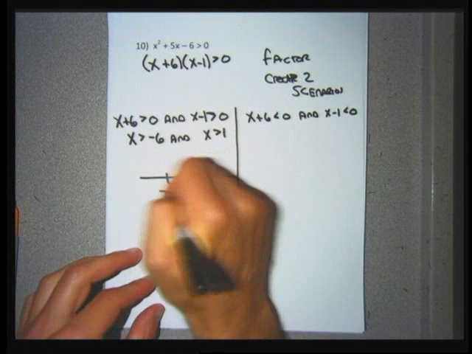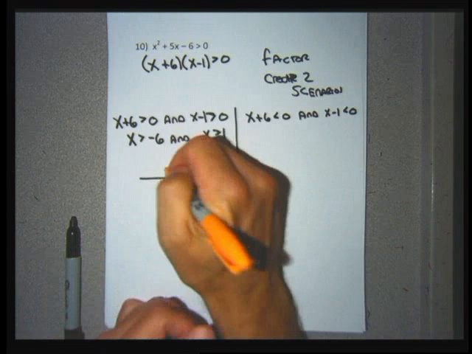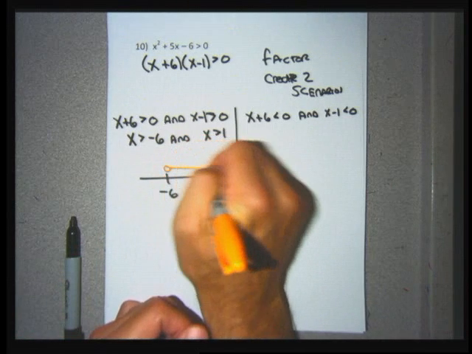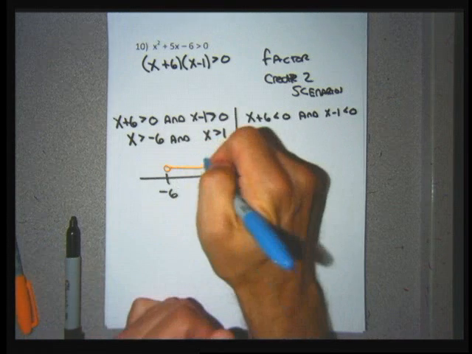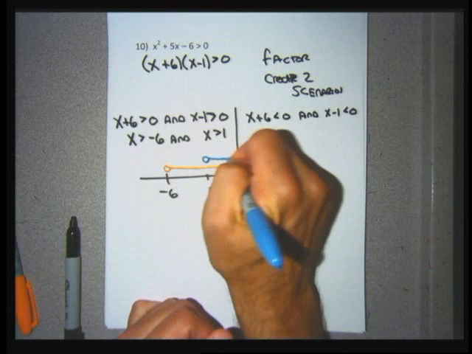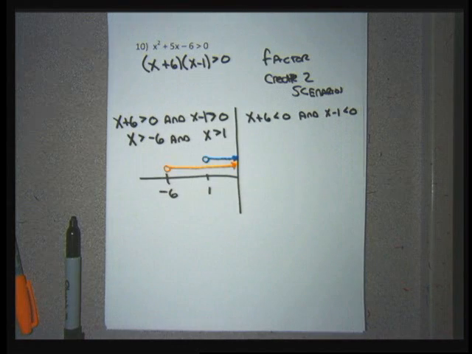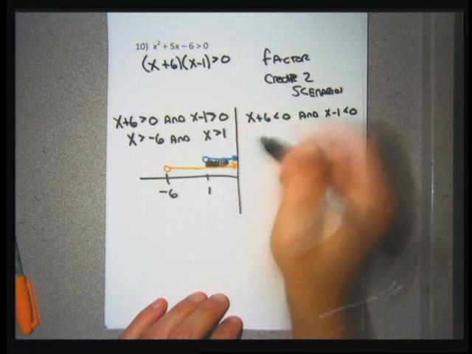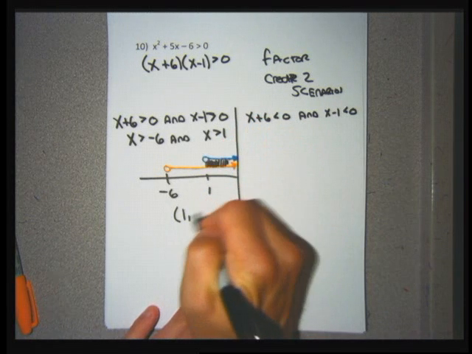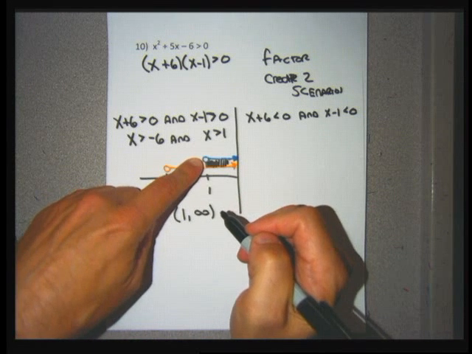I'm going to draw a negative 6 and a 1 on a number line. Open circle on the negative 6 and go off to the right because it's a greater than. For the 1, open circle on the 1 and go off to the right because it's a greater than. My solution is where I have two graphs, any place to the right of 1. As an interval, that would be from 1 to infinity, round bracket because of the open circle.